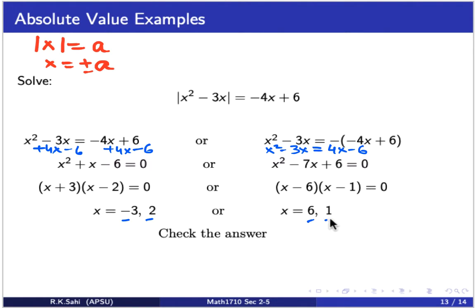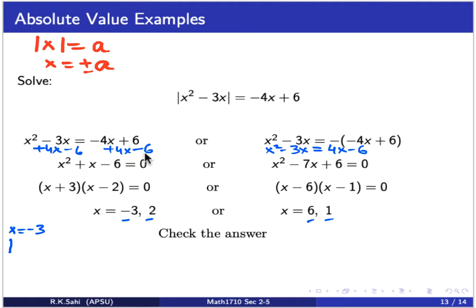So now we have 4 values to check, whether minus 3, 2, 6 or 1 is an answer. All of them can be, some of them cannot be, but we have to check each one. So let's start with x equals minus 3 first.